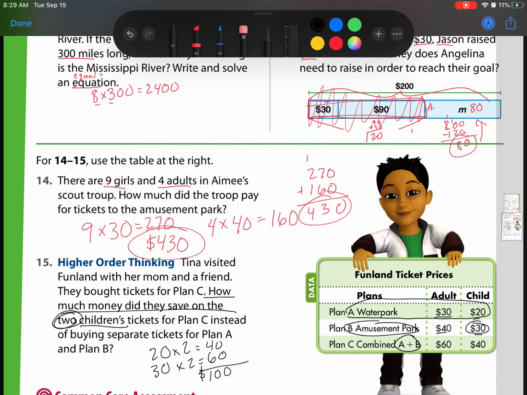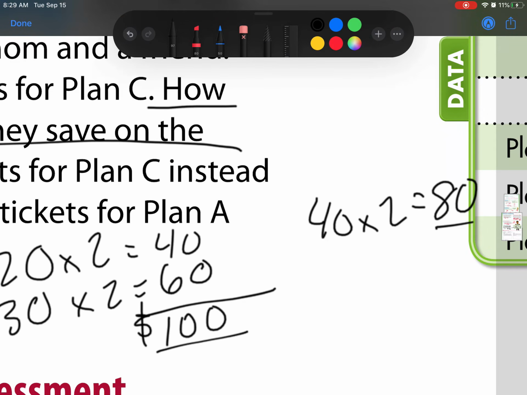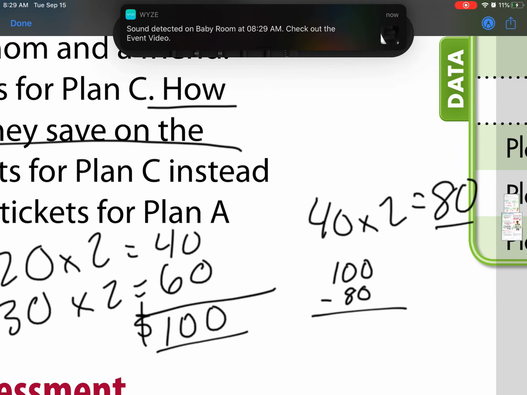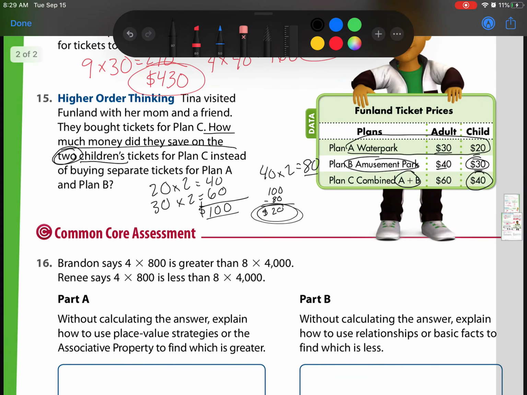So here for Plan C, they only need to buy 1 ticket each, which costs $40. But there's 2 of them, so we have to buy 2 tickets. We can't sneak in. So that's 80. So now what do we do with these 2 pieces of information? Well, we have $100 minus 80. We're seeing how much they save. And by counting by 20s, I know that's going to be $20 because it's going to take 20 to get from 80 to 100. So how much would they save? They'd save $20. So that means they could actually get their lunch for free or something inside. So pretty nice way to save money.